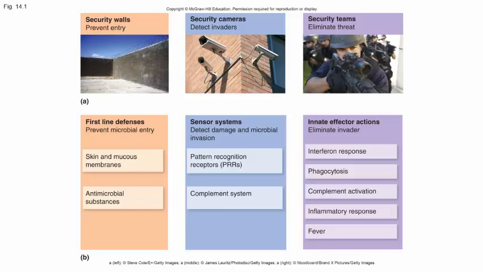If you see the overview here, we have the first line defenses in this image, and these are the walls that prevent entry of microbes into the body. These are the physical barriers, and they block entry into the skin, mucous membranes, as well as the antimicrobial substances that destroy organisms prior to entry.